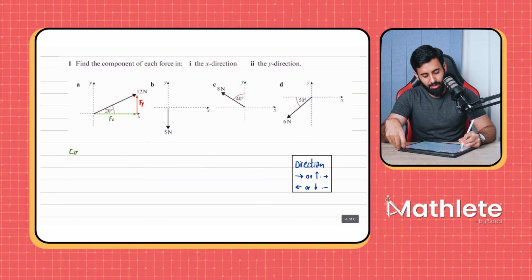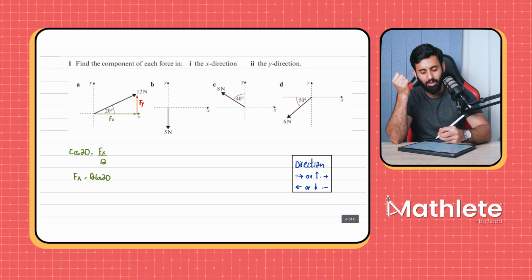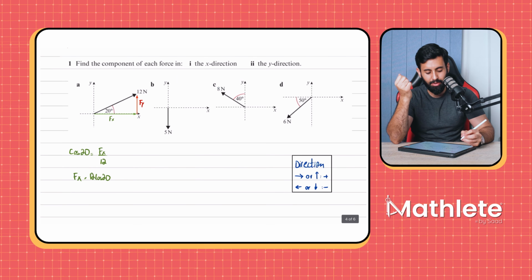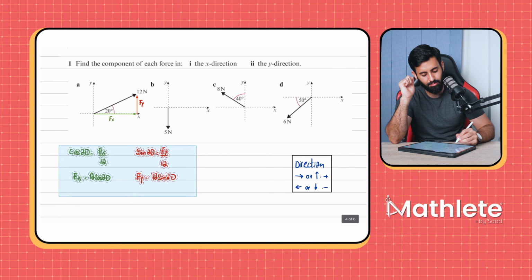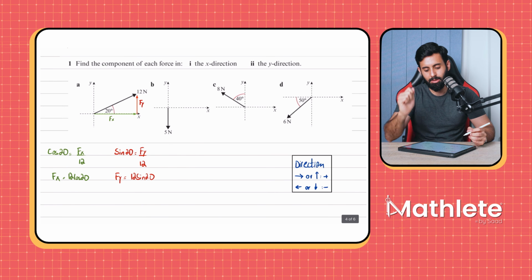Since it's adjacent and we have the hypotenuse, we're going to use cos. So cos 20 equals adjacent over hypotenuse, which is 12. So that means fx is equal to 12 cos 20. And just like that, if you want to find fy, since it's the opposite and you have the hypotenuse, that means sine 20 is equal to fy over the hypotenuse, which is 12, which means fy is equal to 12 sine 20. And there you go. That's it. That's your answer to part 1 as well as part 2.